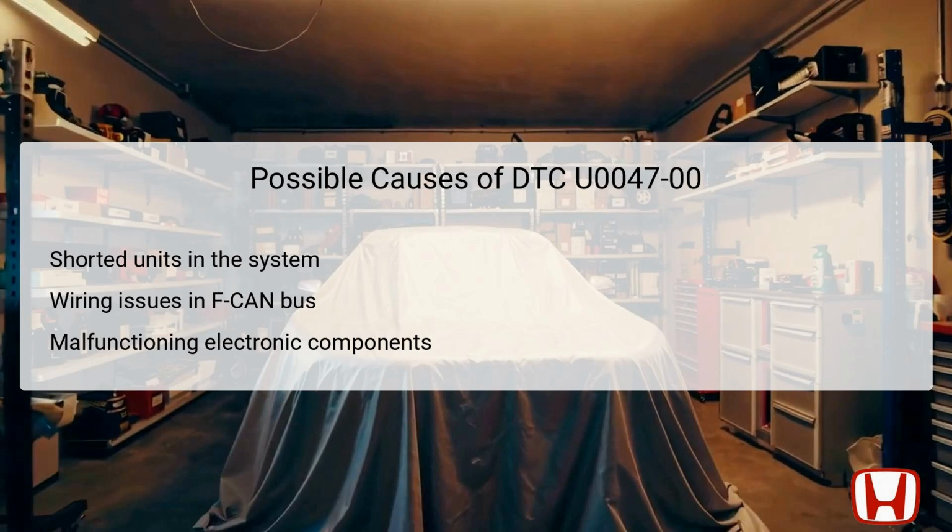Lastly, if any of the electronic components linked through the CAN gateway are not functioning properly or are damaged, they may inhibit data transfer, leading to communication errors reflected by this DTC.